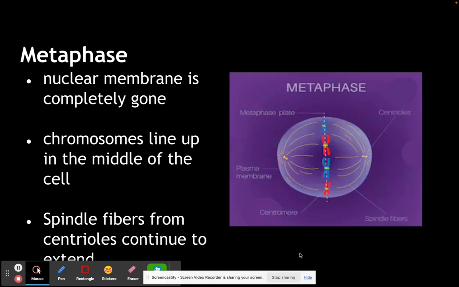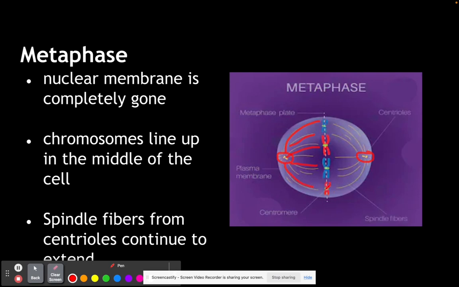And then from there, you'll notice a couple of things, hopefully. First of all, our centrosomes that have those centrioles located inside of them have now moved to opposite ends of the cell. And these are the spindle fibers, which are continuing to extend. You can notice that they are much longer than they were in prophase, and they're going to continue to extend and extend and extend.